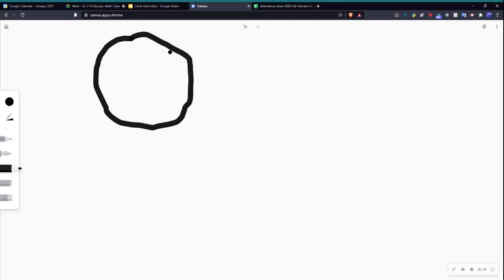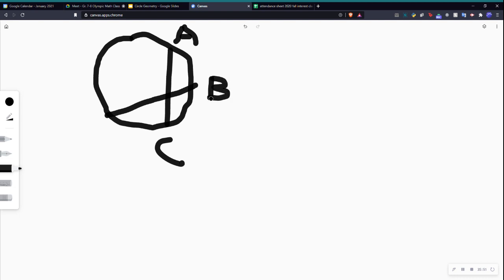Okay, let's draw two chords. Call this A, C. Here's B, D, and S. Okay, so like with our other circle theorem proofs, we're going to need some other lines to help us. What we are going to do is connect A and B, and we're also going to connect C and D.